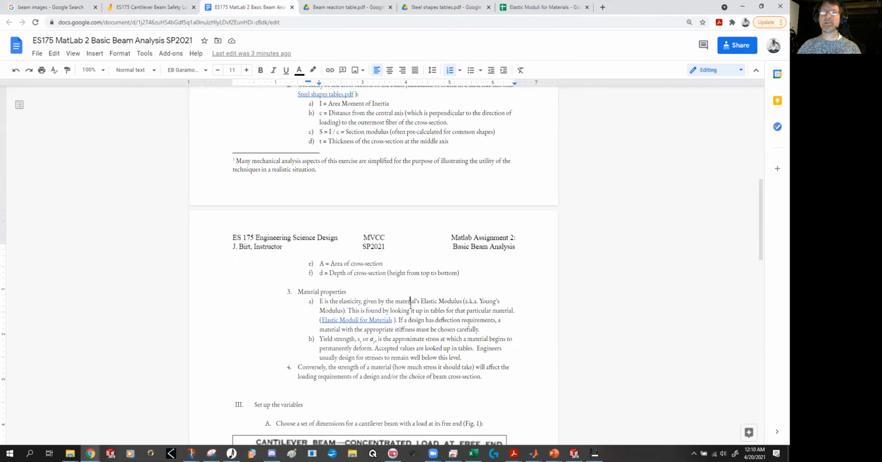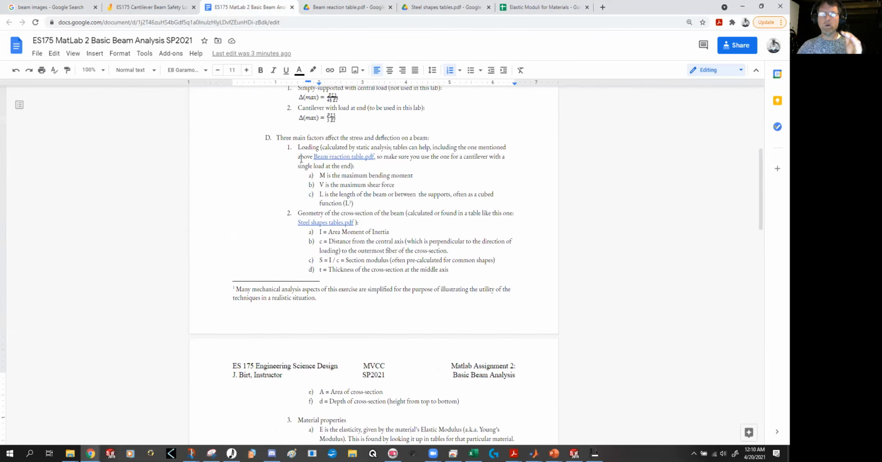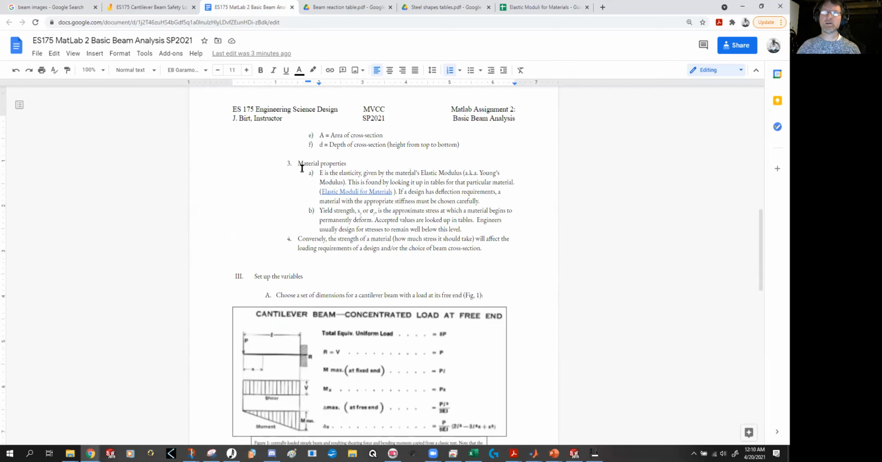Okay, material properties. So this is the loading, then the geometry of the cross section, and then the material properties. What about the material itself? Wood, what kind of wood? There's a lot of different kinds of wood. Steel, a lot of different kinds of steel. Aluminum, whatever. Plastic. Whatever material is chosen or needs to be chosen is going to have an elasticity E given by the material's elastic modulus, sometimes known as the Young's modulus.